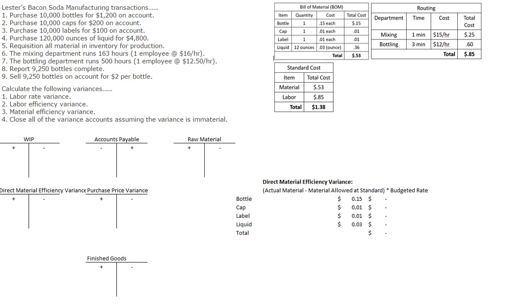The purpose of this video is to recap what we went through on Tuesday with the baking soda example, but I'm going to focus here on the material portion of the transaction. So remember, we're using a standard costing system, and I'm just going to recap.